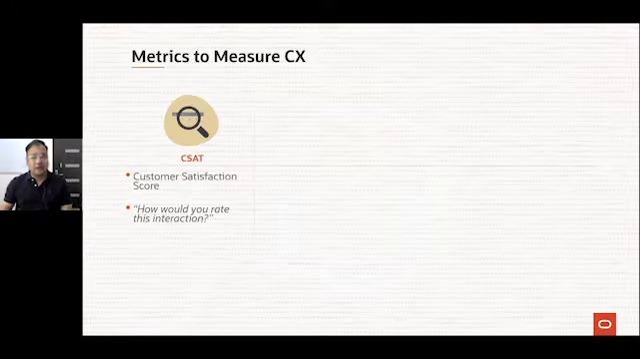We are all familiar with it. At the end of every interaction, when we complete a call with the contact center representative, or when we are on a mobile app doing some navigation, we often get asked, can you rate us? How would you rate us for this interaction? That's pretty straightforward. At interaction level, you can start measuring the CSAT score.